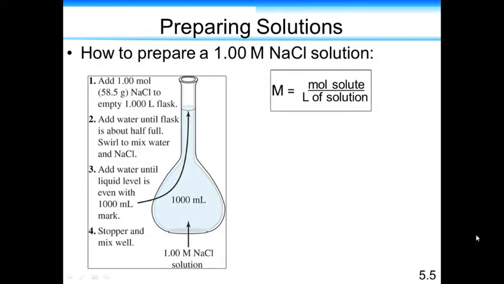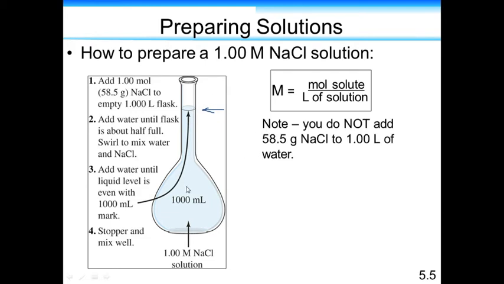Just a little overview on preparing solutions. The key idea here is that whenever you prepare a solution to a set volume of water, frequently we use these very precise volumetric flasks in the lab. What you do is you add your solute in a little bit of water and mix it well. Then you add water up to the designated total volume mark.